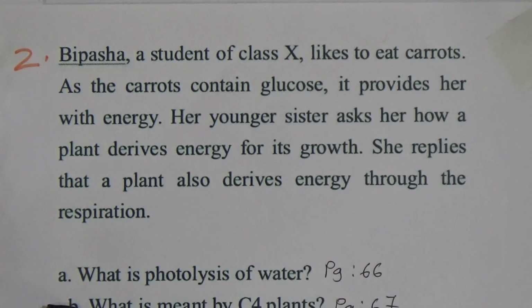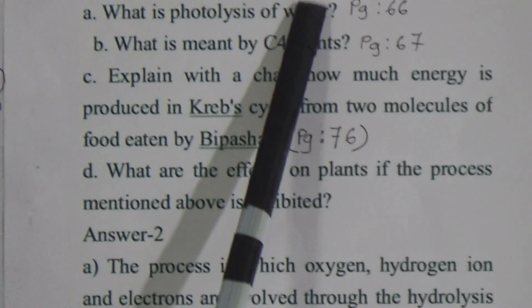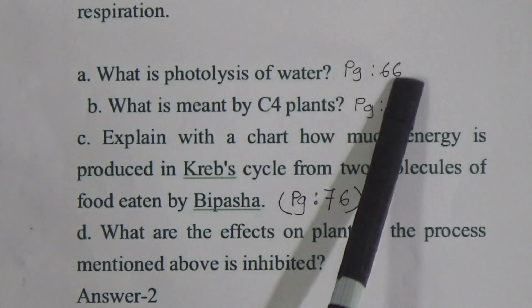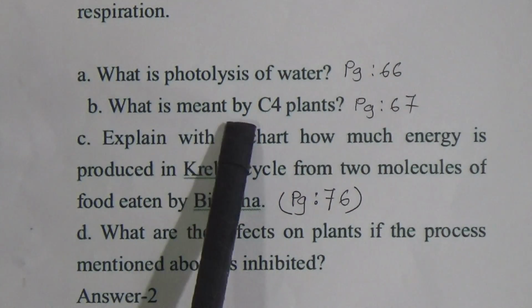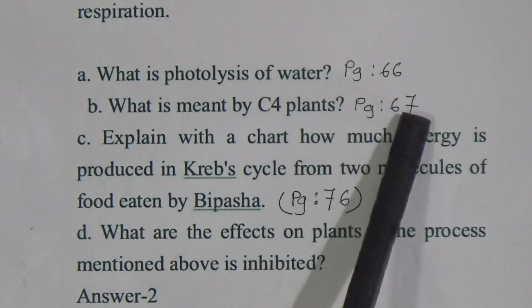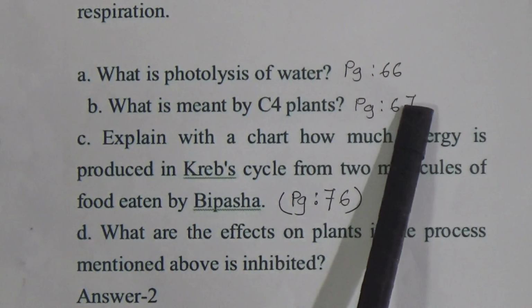The first question is, what is photolysis of water? Dear students, the photolysis of water is given in the stem of the CQ1 that you will get in page number 66. And come to the next one, what is meant by C4 plant? That answer you will get in page number 67.